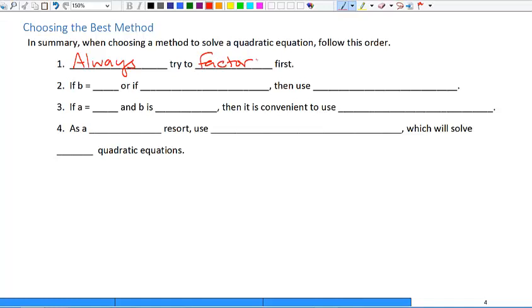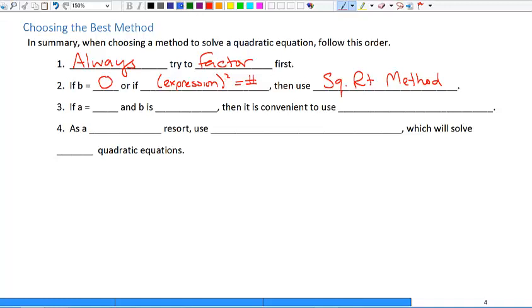If you're taking more than 30 seconds to factor it, stop and move on to the next method, okay? Factoring is just really simple and fast, but if it's taking too long or if it doesn't seem like it's going to factor, then move on to the next method. Step 2. If b is equal to 0, or if you have it in the form expression squared equals a number, then you can use the square root method. If b is equal to 0, then it's easy to put it into the form expression squared equals number, and you still use square root method.